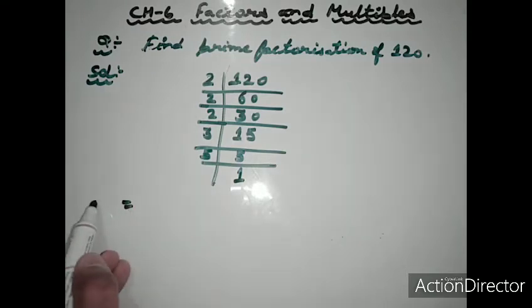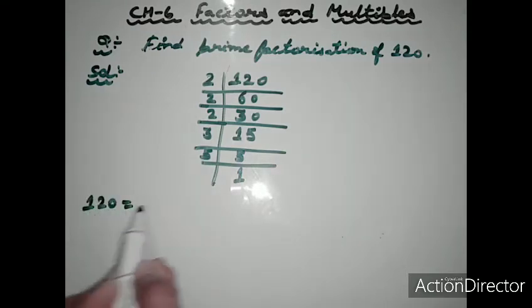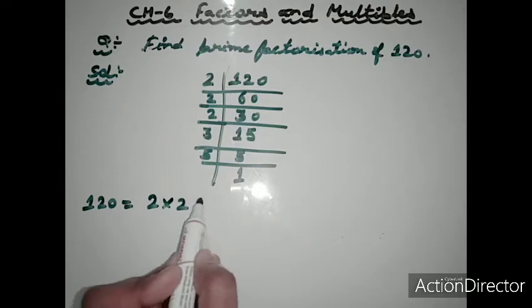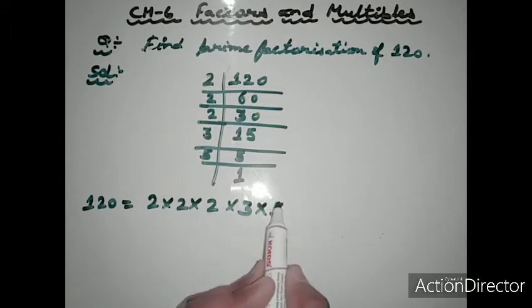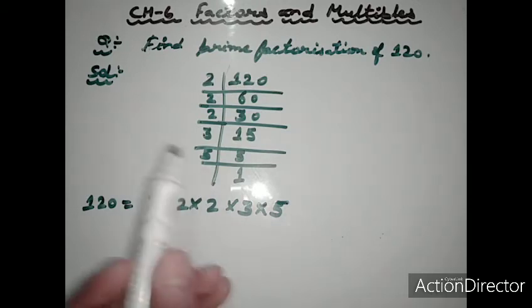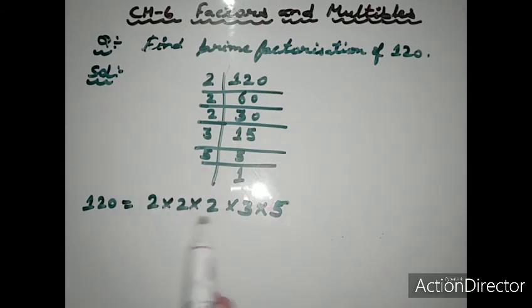So here we get the prime factors of 120 is equal to 2 multiplied by 2 multiplied by 2 multiplied by 3 multiplied by 5. So these are all the prime factors of the number, and if we multiply all these numbers we get 120 again. 2 4s are 8, and 8 3s are 24, and 24 5s are 120. So by using this continuous division method we find the prime factors of different numbers.